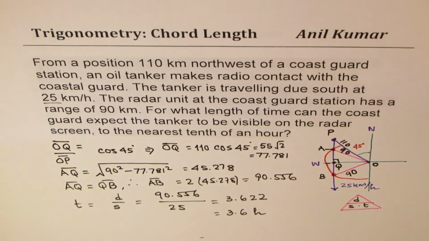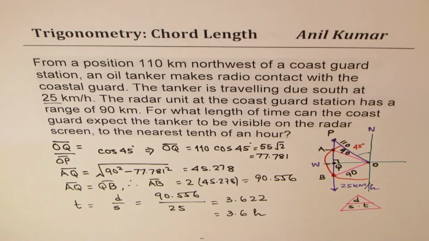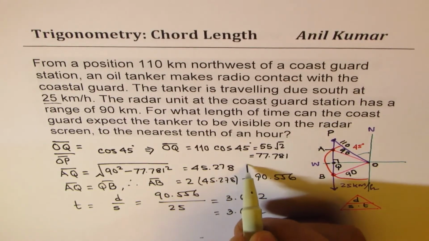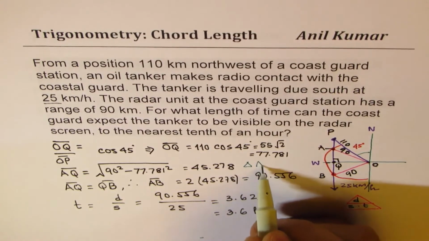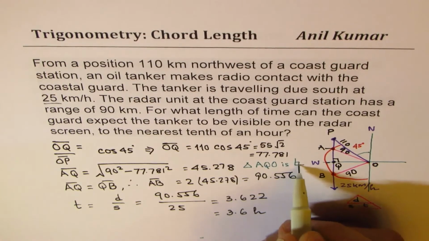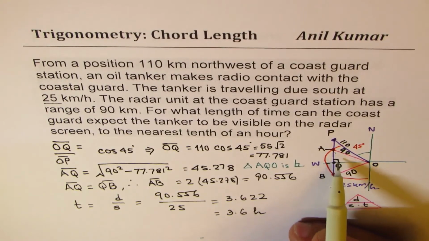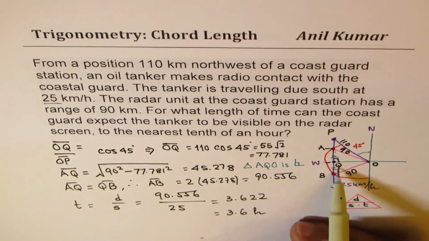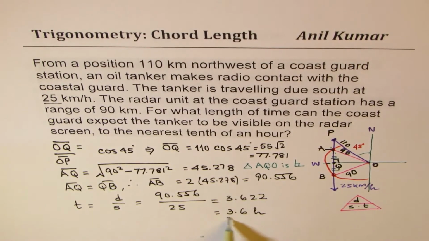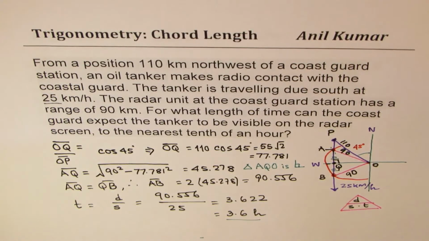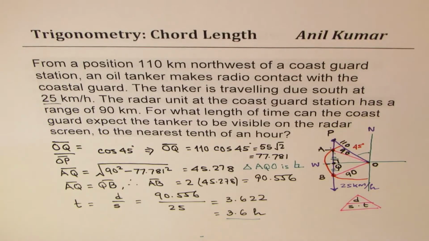So we haven't really used our concepts about sine law, but we converted this to a right triangle. As you can see here, triangle AQO is a right triangle, okay? And therefore we use the Pythagorean theorem here. We solved it like a right triangle to find AQ, and from symmetry we found the total length, divided it by the speed to get the time. So that is how we could solve this question very easily. Perfect. So try to find easy ways of such solutions.